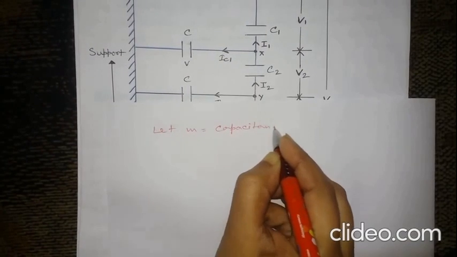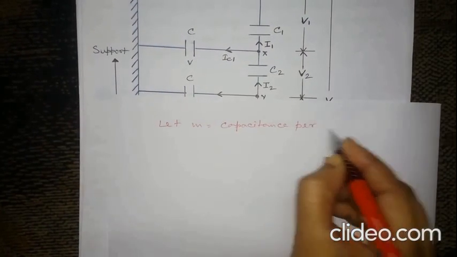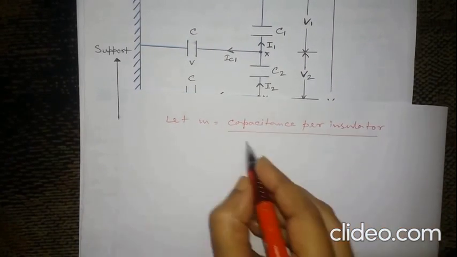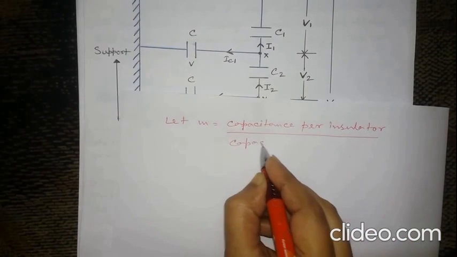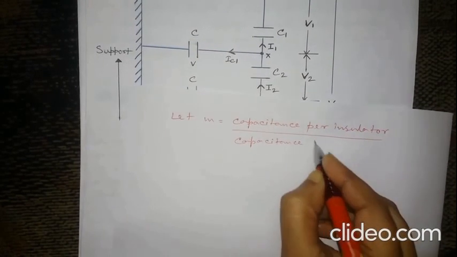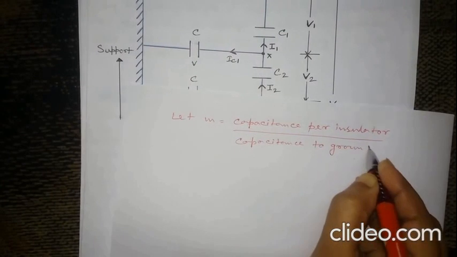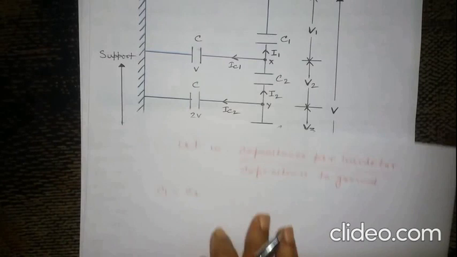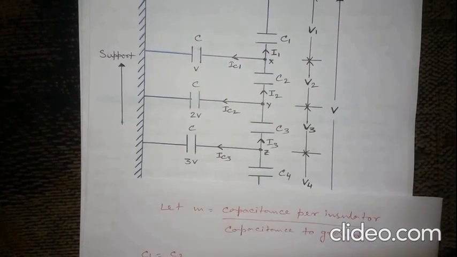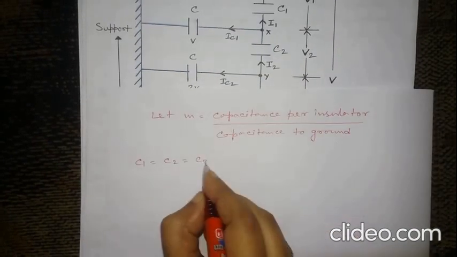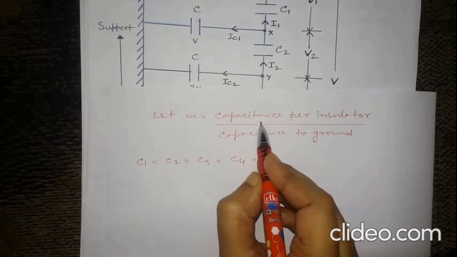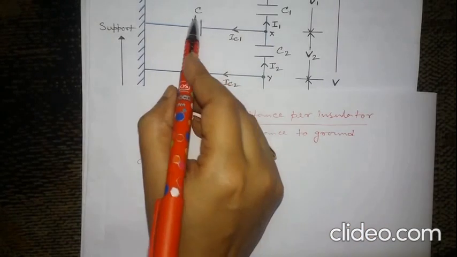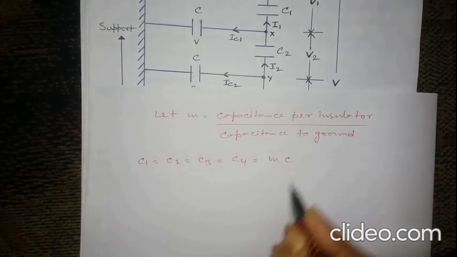capacitance per insulator divided by capacitance to ground. So I can write C1 equal to C2 equal to C3 equal to C4, that means the capacitance per insulator is equal to MC, where C is the capacitance to ground.